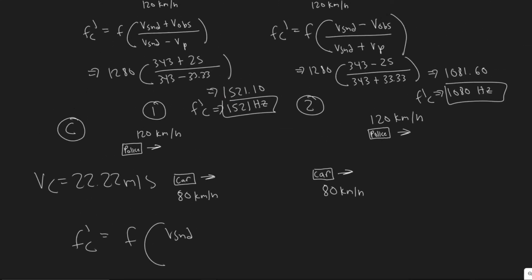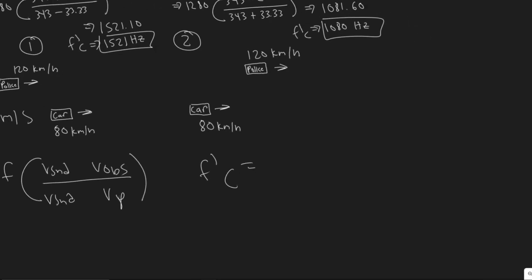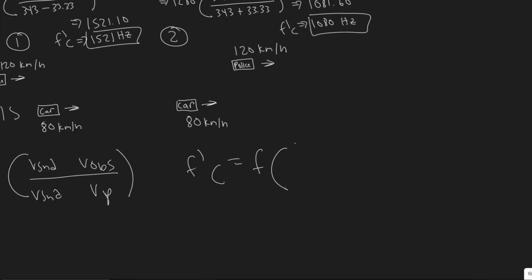I want that to be explained. So we have velocity of sound and then velocity of the police car. Let me write these for both of them, and then we'll talk about which sign we're going to have to use. There we go. Okay, cool. So starting off with the first one.